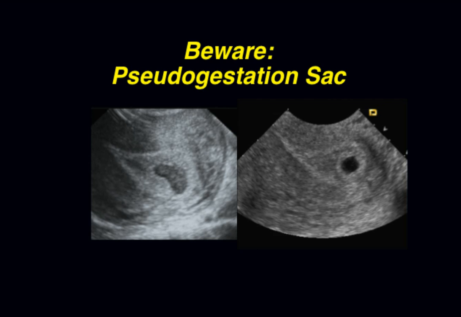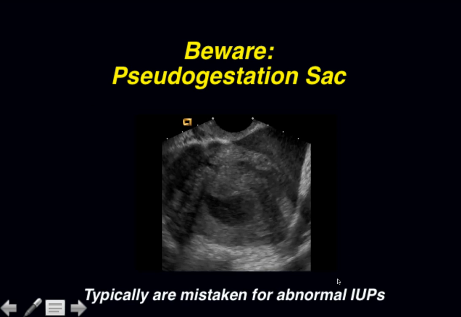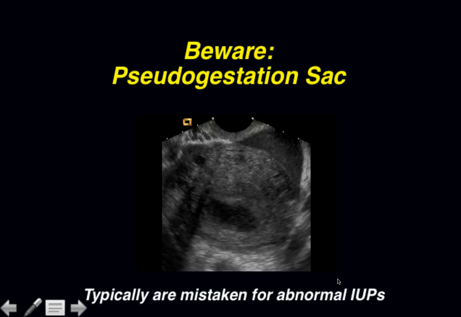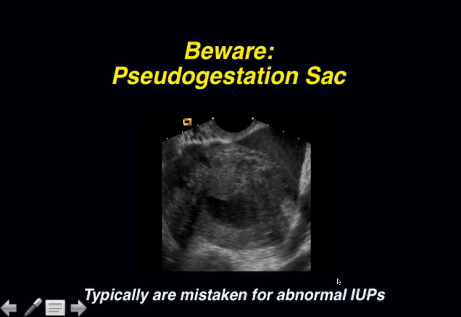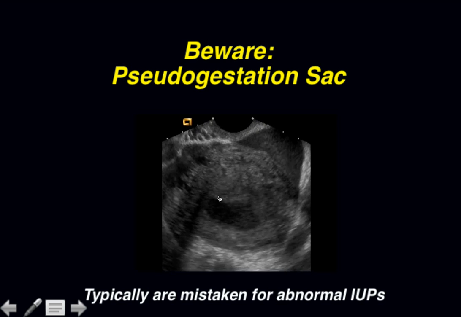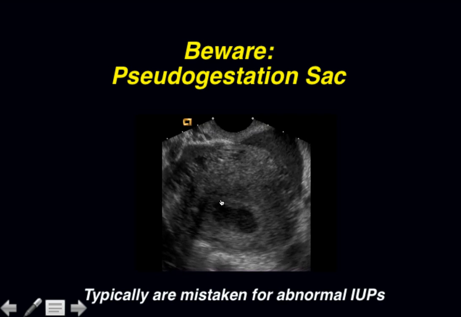The least reliable we will use is the double sac sign. The collection on the left does not demonstrate a double sac sign. It does not demonstrate a yolk sac. It does not demonstrate an embryo with either a heartbeat or without a heartbeat. The image on the right demonstrates a double sac sign. Here we see a pseudogestation sac in a patient where there is a mild technical challenge to endometrial visualization. We do not want to mistake this as an abnormal intrauterine pregnancy.